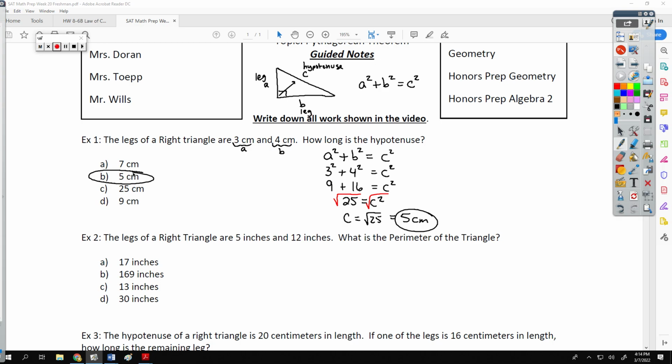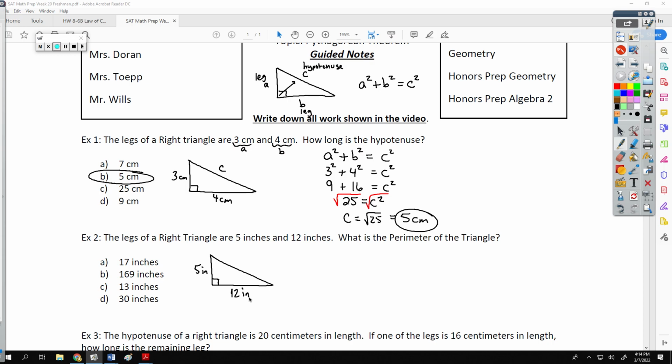Okay, and again, we could have drawn a picture if we needed to. If we want to draw a picture, that's easy. We've got a 3 and a 4, and then we had to find C, the hypotenuse, which turned out to be 5 centimeters. So in example 2, it says the legs of a right triangle are 5 inches and 12 inches. So again, we could draw a picture very easily. The legs are 5 inches and 12 inches. And then the question asks us to find the perimeter.